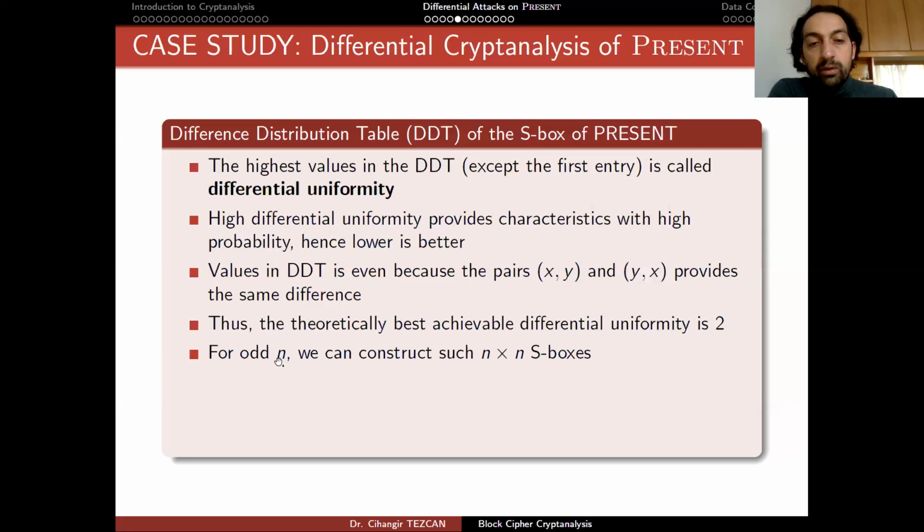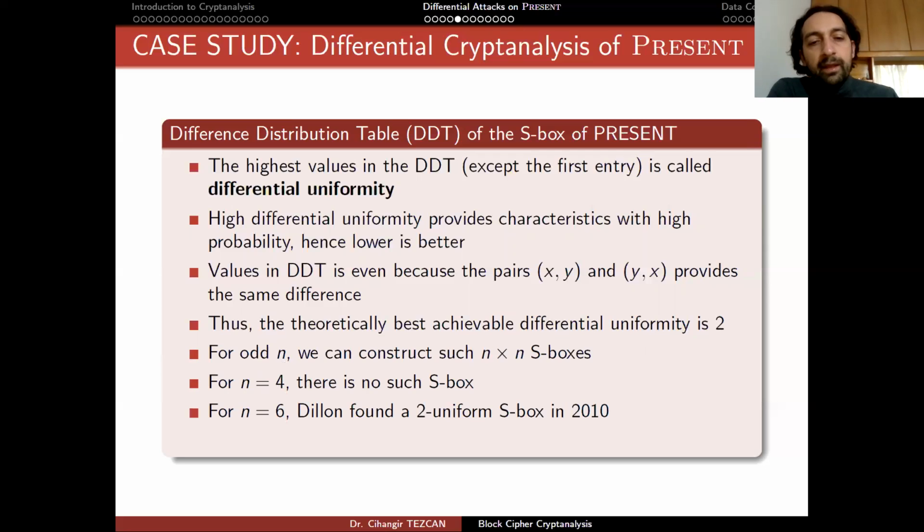As I told you, for odd dimensions, we can construct such n by n S boxes. And for n equals 4, there is no such S box, which can be computationally checked. But strangely, in 2010, Dillon found an S box which has differential uniformity 2. We call it 2-uniform, or 2 differentially uniform, which is actually a better term. So for n equals 6, we now know that it is possible.